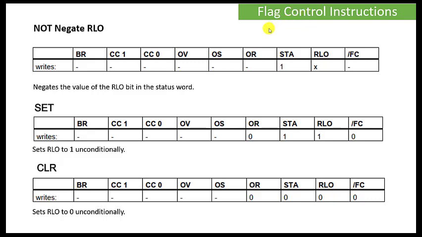And in this video we talk about the flag control instructions and how they are used. The first instruction we will talk about is the NOT instruction. It is a simple instruction that just negates the value of the RLO. So if RLO was 1, it changes it to 0. And if it was 0, it changes it to 1.